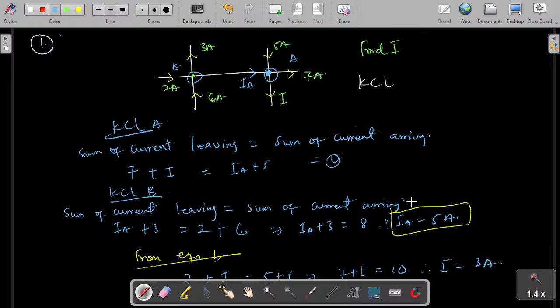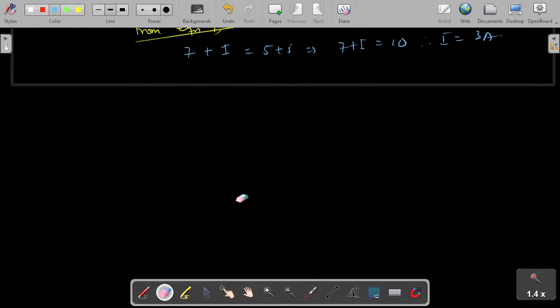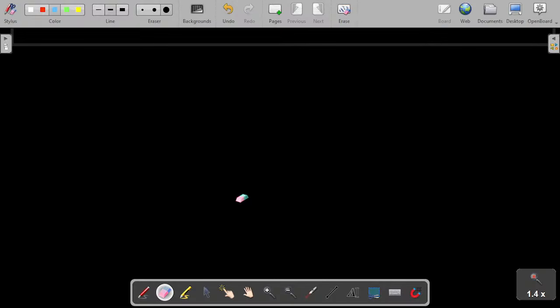So the answer is 3 amps, and that is for the first question. So we proceed to solve our second problem. So let's solve an interesting problem here.